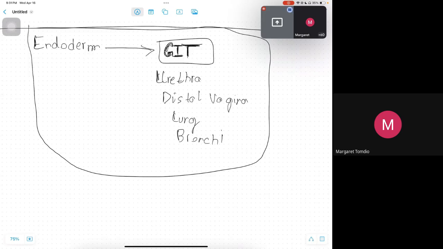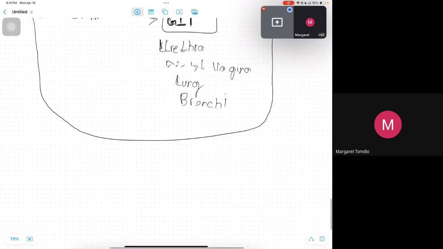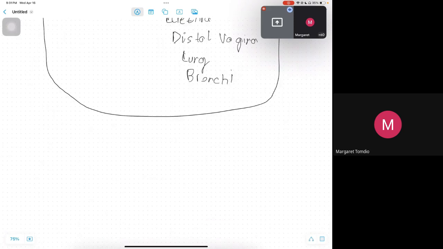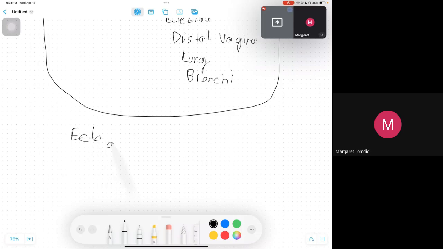Okay. Now let's go to ectoderm. So I already told you that CNS is formed by the ectoderm. So remember that CNS will be formed by ectoderm. And then there will be two parts of ectoderm. The first one will be neural tube. So neural tube gives rise to CNS.